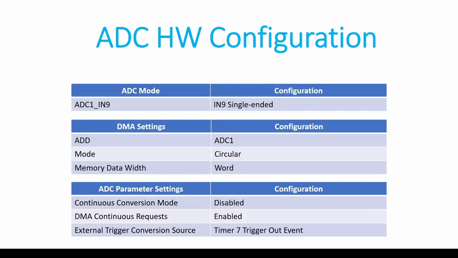Since the ADC will be timer triggered and use DMA, the following must be set within the CubeIDE. First, ADC1 channel 9 must be enabled. Next, ADC1 has to be added to DMA with the mode set to circular and the memory data width set to word. Lastly, DMA continuous request must be enabled, and the external trigger conversion source must be set to the timer 7 trigger out event.